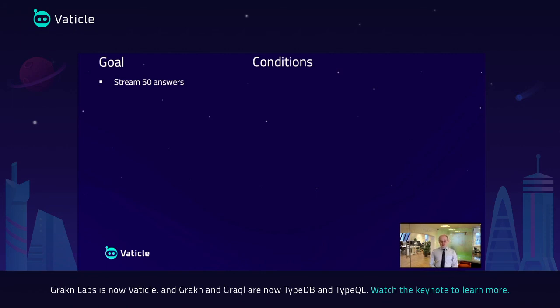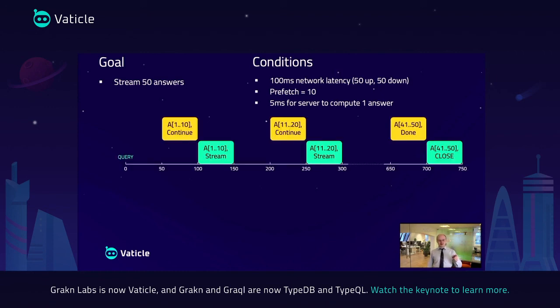Now let's look into the timing of an answer stream. 50 answers, 100 milliseconds network latency, prefetch size of 10, 5 milliseconds time to compute an answer on the server. Here's how it goes. At 0 milliseconds, the client sends the query. It takes 50 milliseconds to reach the server. From 50 to 100 milliseconds, the server computes and sends 10 answers and continue. Now, because of latency, the client gets those messages from 100 to 150 milliseconds. At 150, it sees continue and responds with stream to fetch more.